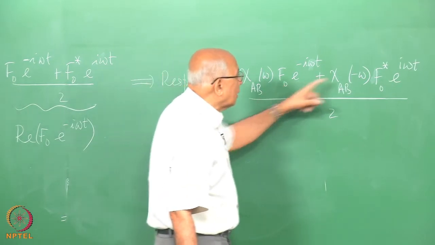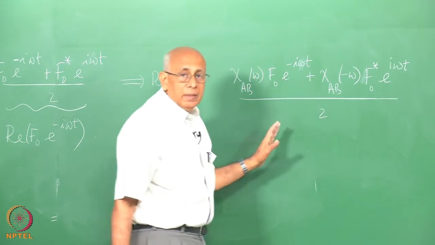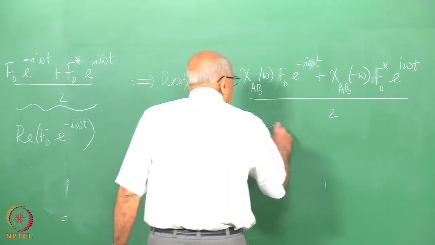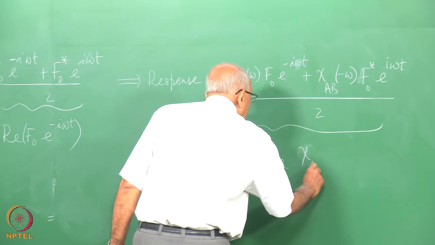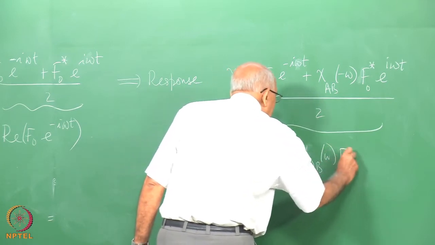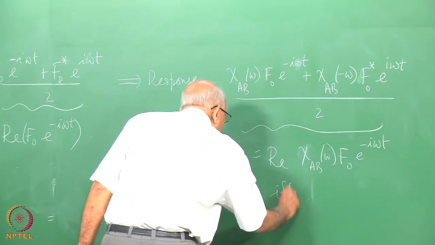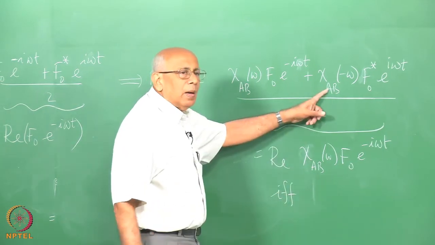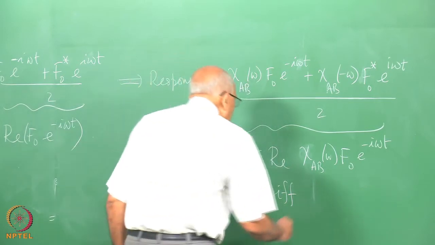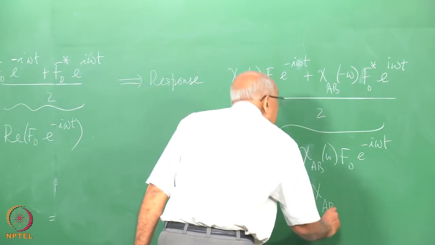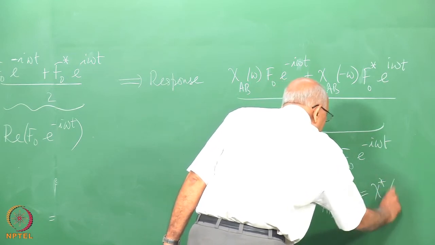We are almost there. Here is F naught, here is F naught star, here is e to the minus i omega t plus i omega t. So this would be real. So this part is equal to the real part of chi AB of omega F naught e to the minus i omega t, provided, if and only if, this part is the complex conjugate of this one. There is no other way. If and only if chi AB of minus omega equals chi AB star of omega.